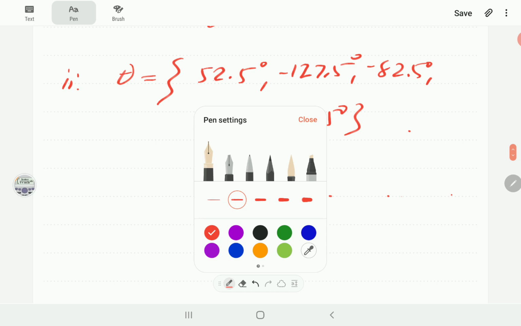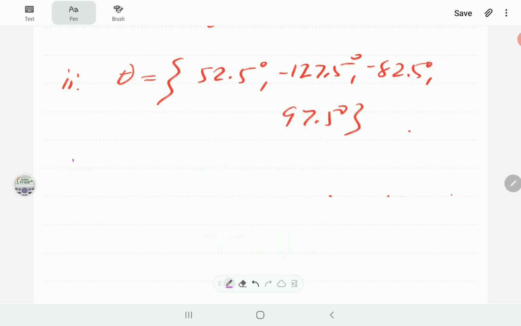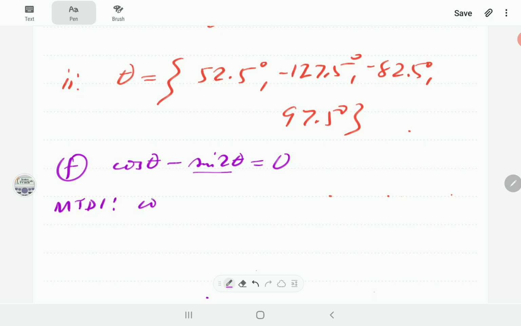So let's go to F. In F, we have cosine theta minus sine 2 theta is equal to 0. There are 2 methods of solving this one, so I'll do both of them. In the first case, we're just going to write this using double angle formulas.